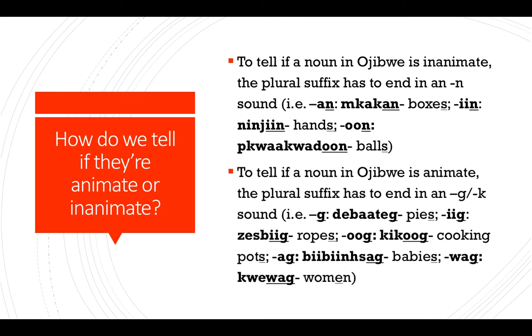To tell if a noun in Ojibwe is animate, the plural suffix has to end in a G or K sound. For example, G in dabateg for pies, IIG in zesbiig for ropes, OOG for kikoog for cooking pots, AG for bibisug for babies, and WAG for kwewag, which means women.